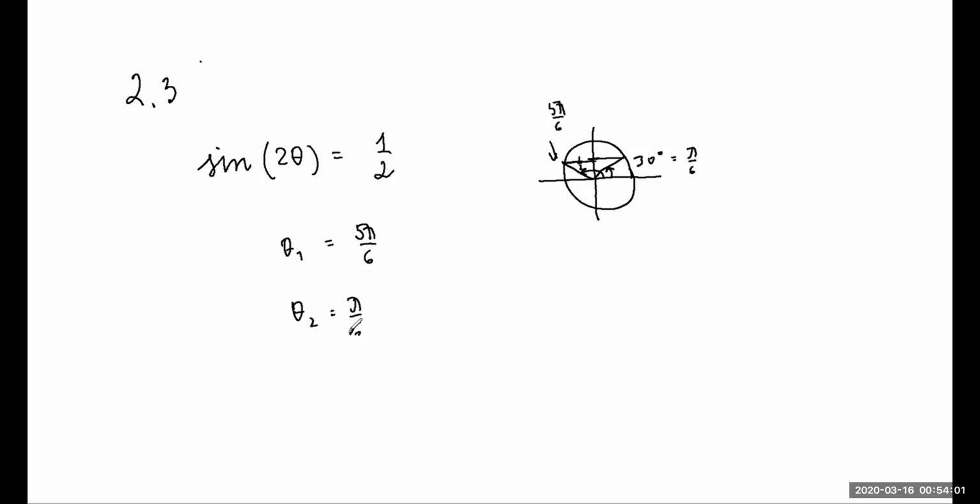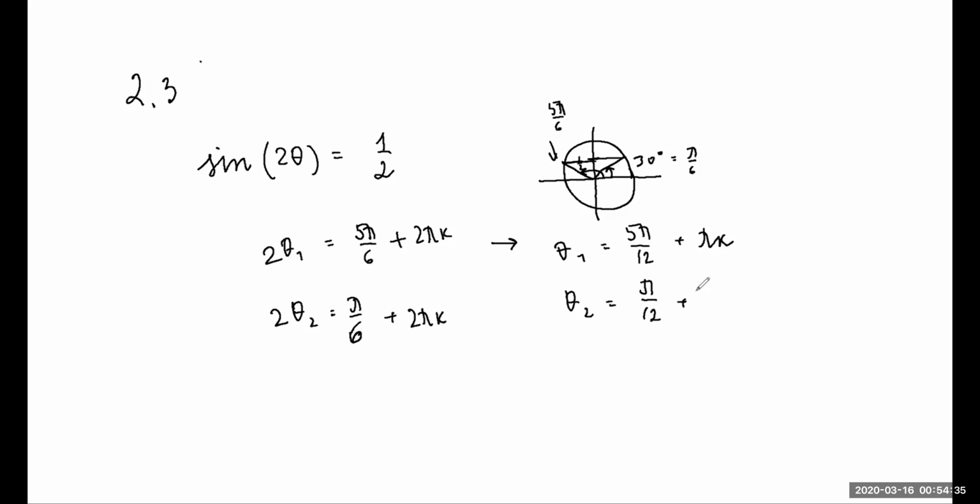I do remember that, first, they are not theta 1 and theta 2. They are actually arguments of sine, and they are double thetas, right? Second, I have to add this 2 pi k to both of them to make it the most general solution. Now, to find just theta without 2, I'm going to divide this equation by 2. So theta 1 equals 5 pi over 12 plus pi k, and theta 2 equals pi over 12 plus pi k. I divided each term by 2, this term, this term, this term, and this term.